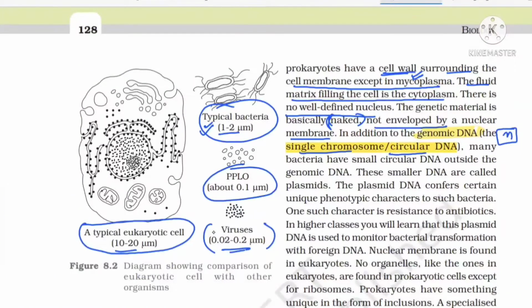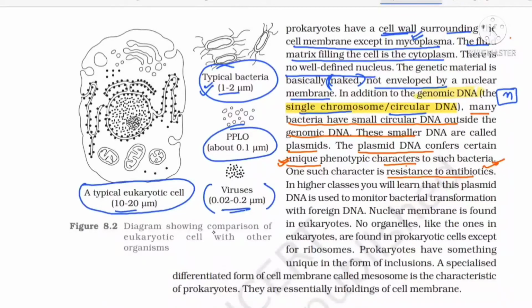Many bacteria have a small circular DNA outside the genomic DNA, and these are known as plasmids. So genomic DNA is one, but plasmids can be one to many. That is why, if you remember in biotech, we told that plasmid is used as a vector. These plasmid DNAs give a special property, a unique phenotype character, to the bacteria, like resistance to antibiotics. Because of this property, we have used it as a vector for cloning genes.